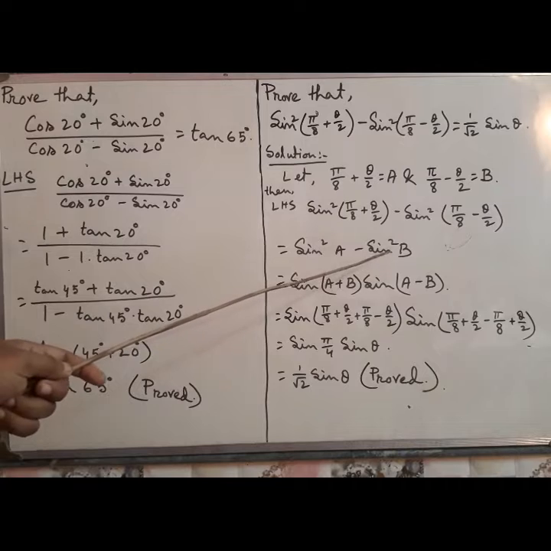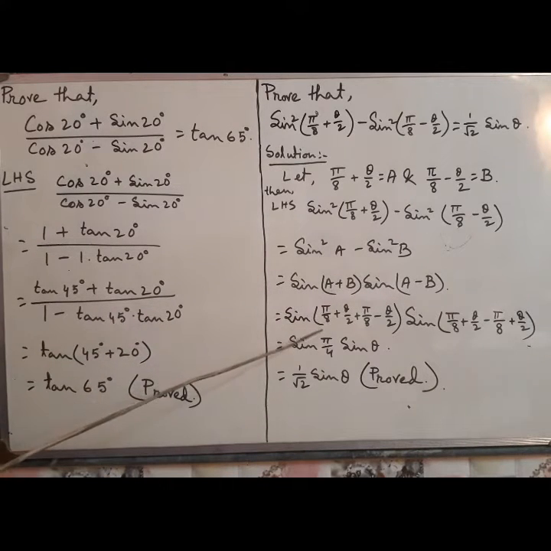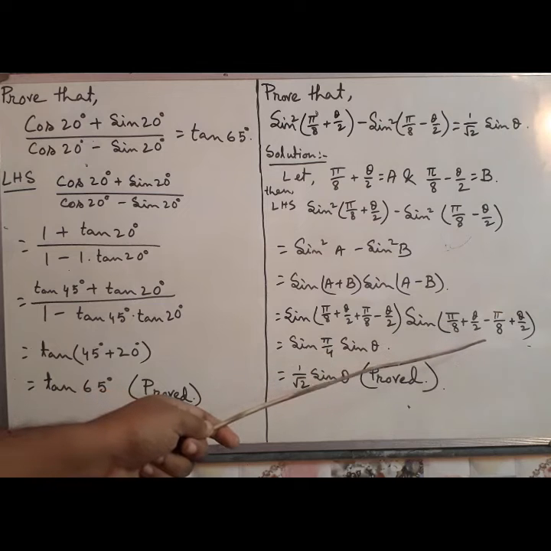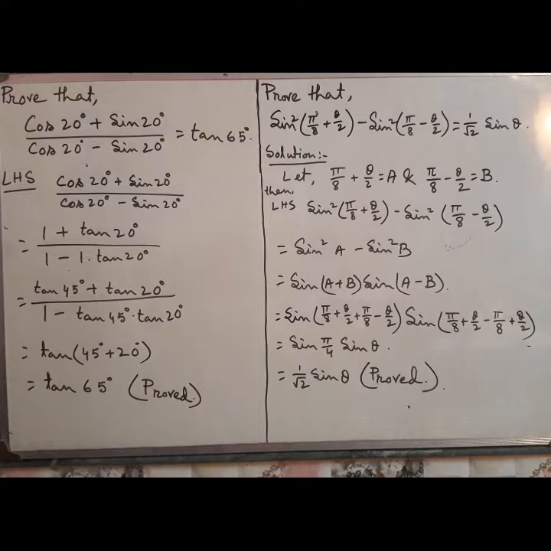We know sin square A minus sin square B is sin A plus B into sin A minus B. That is sin A plus B means pi by 8 plus theta by 2 plus pi by 8 minus theta by 2, and similarly sin A minus B, that is pi by 8 plus theta by 2 minus pi by 8 minus minus theta by 2, that is plus theta by 2. So plus theta by 2 minus theta by 2 will be eliminated. Pi by 8 plus pi by 8 is pi by 4, and in this case pi by 8 is eliminated, theta by 2 plus theta by 2 is theta. So sin pi by 4, that is sin 45, value 1 by root 2, sin theta. It is proved.